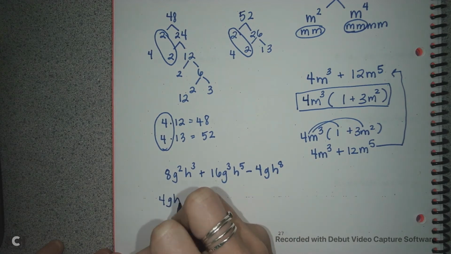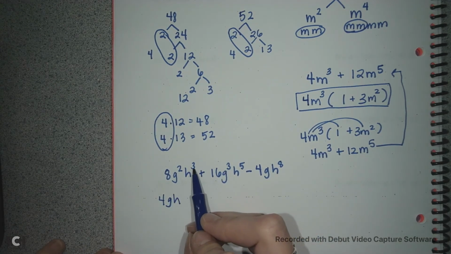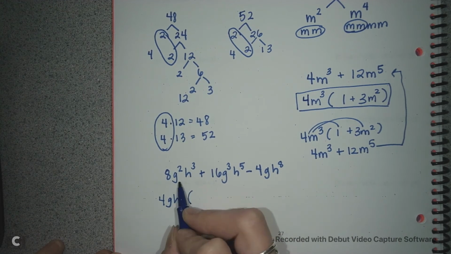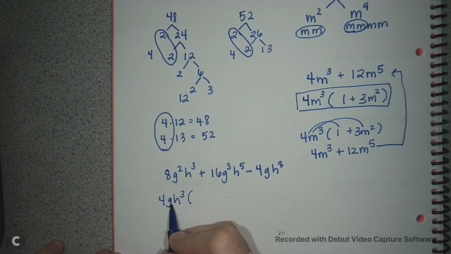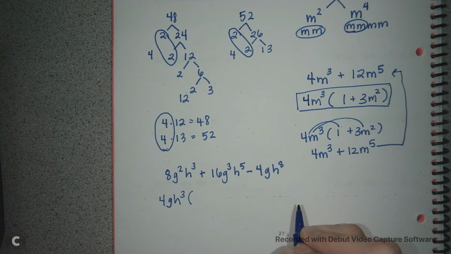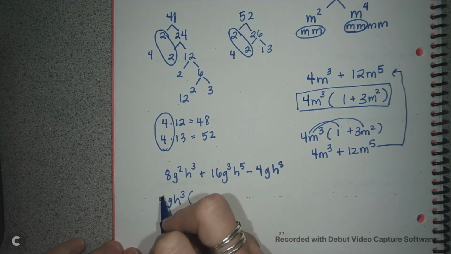The same thing with the h's. You're looking for the smallest exponent. 3, 5, 8, well that's a 3. So the greatest common factor between these 3 terms is 4gh cubed. So now I'm going to leave the remaining things in their correct terms.